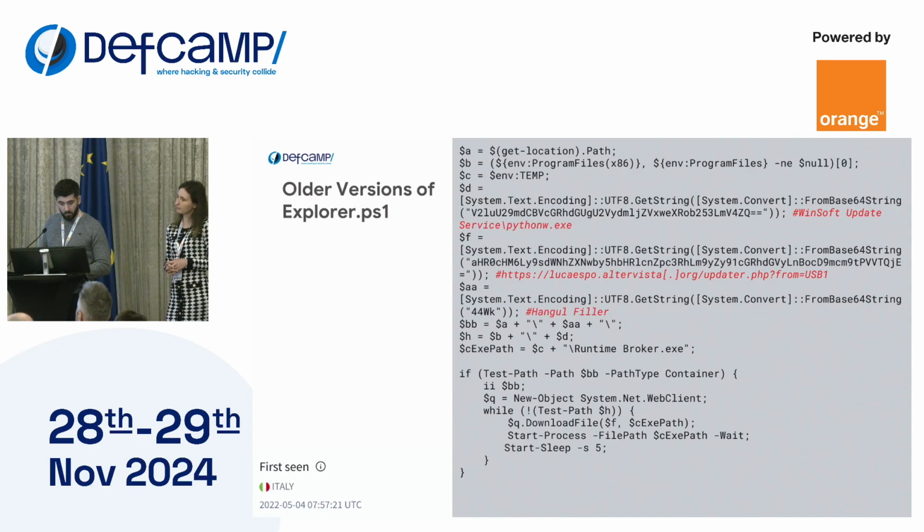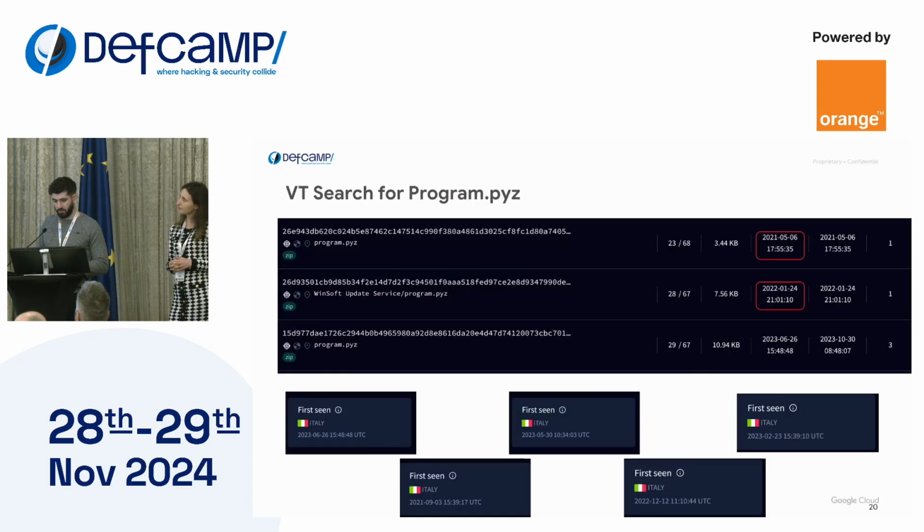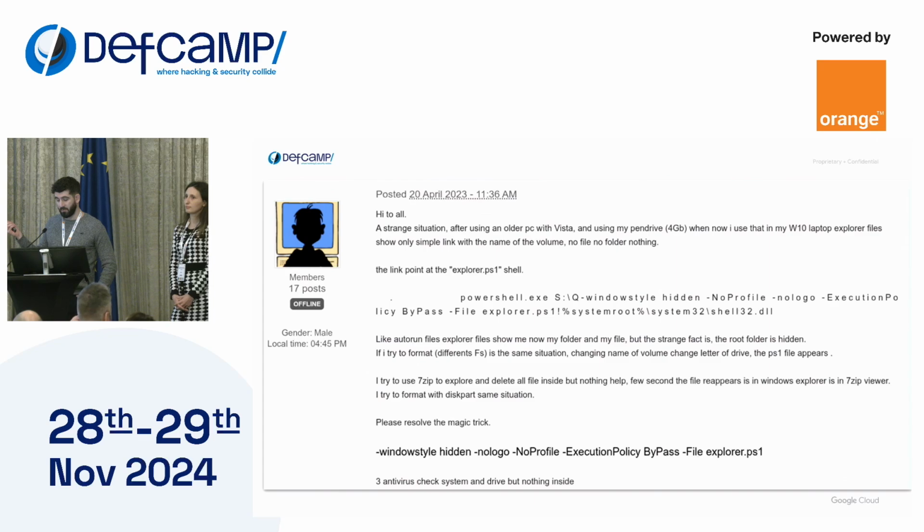Then we moved on to the other file we found, from 2022, yet another domain there for downloading additional files on the host. And then we moved also on to the PyZ files. As you can see, a lot of the submissions we observed were first submitted from Italy. So we had an idea that our threat actor was targeting people in Italy, and from different posts as well.